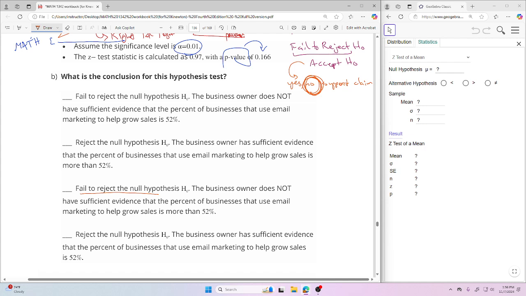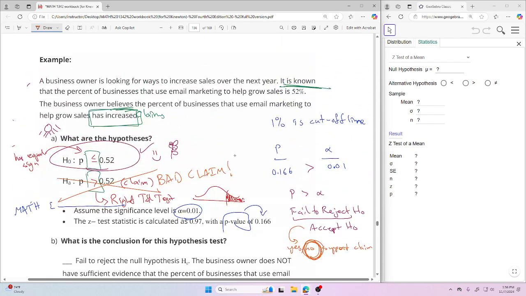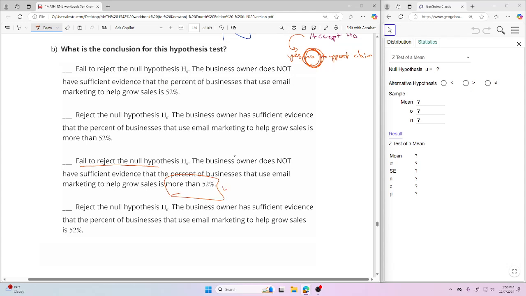The business owner does not have sufficient evidence that it's more than this. So let's make sure that claim is still there. Has increased, more than, so that's a double check. And the other not. No support. No support for that claim. We don't like that claim.